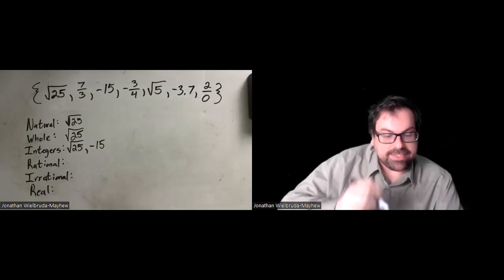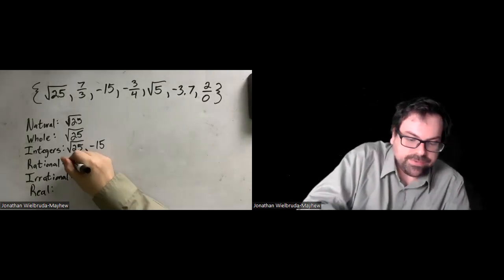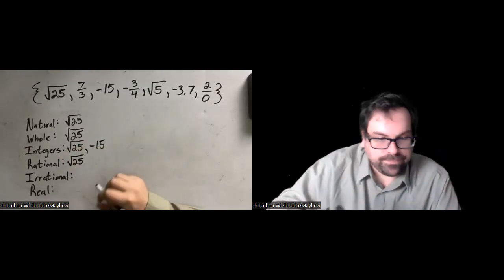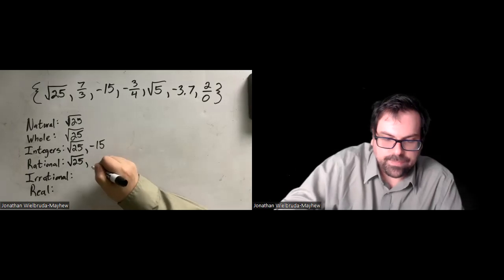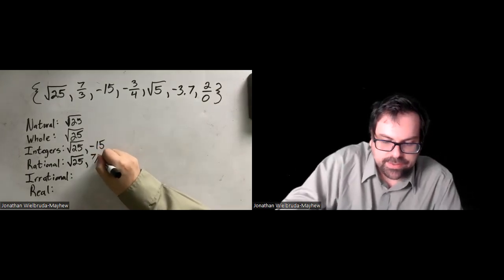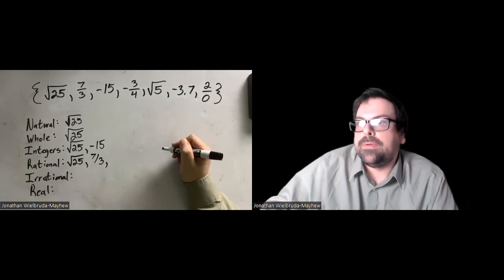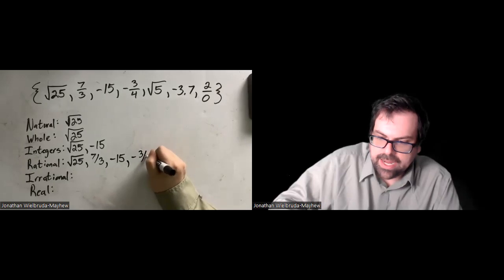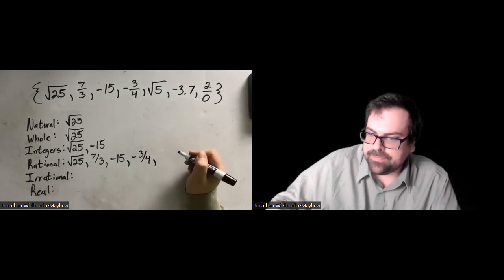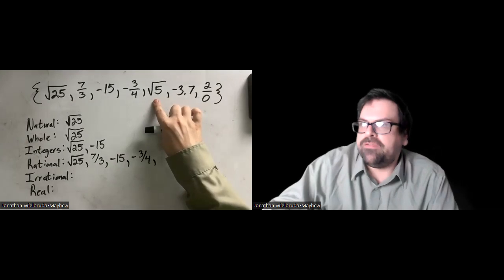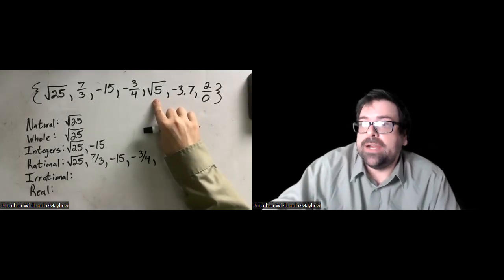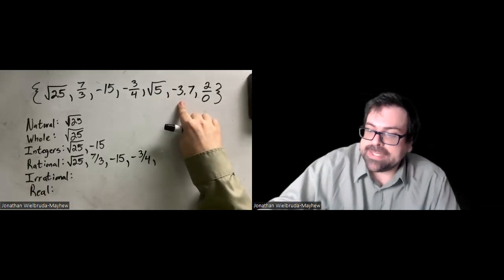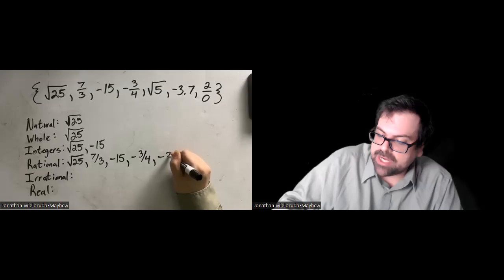Rational, things that can be written as a fraction. That includes all our integers. So the square root of 25 is rational. Seven thirds. Negative 15. Negative 3/4. Square root of 5, that's the square root of a non-perfect square. That's irrational. Negative 3.7, that's a terminating decimal. That is rational.